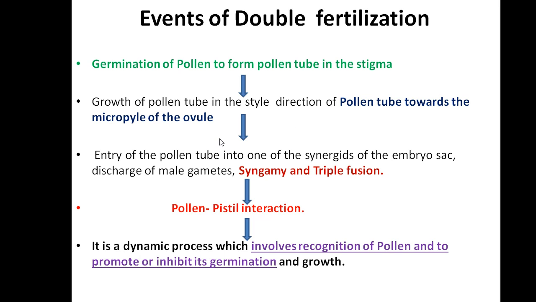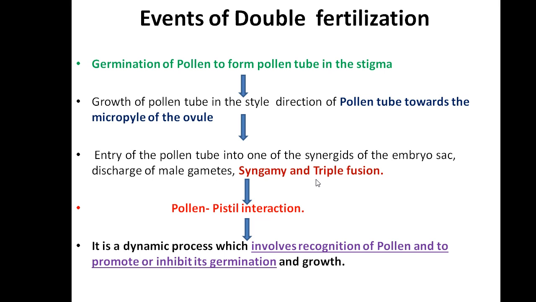If you take the ovule structure, there are two ends: one is the chalazal end, the other is the micropyle end. Only through the micropyle end does the pollen tube reach. Next, the pollen tube enters one of the synergids of the embryo sac and discharges the male gametes. That is called syngamy and triple fusion.